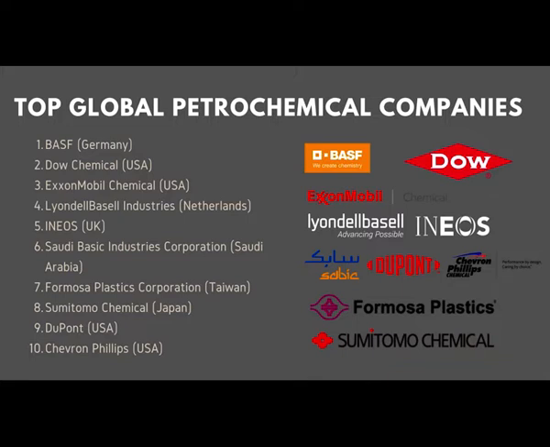The top 10 petrochemical companies across the globe are BASF from Germany, Dow Chemical from USA, ExxonMobil Chemical from USA, LyondellBasell Industries from Netherlands, Ineos from UK, Saudi Basic Industries Corporation SABIC from Saudi Arabia, Formosa Plastics Corporation from Taiwan, Sumitomo Chemical from Japan, DuPont from USA, Chevron Phillips from USA. These are some of the popular companies at the leading front of manufacturing petrochemicals across the globe.